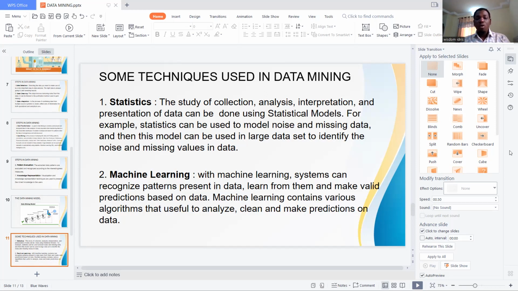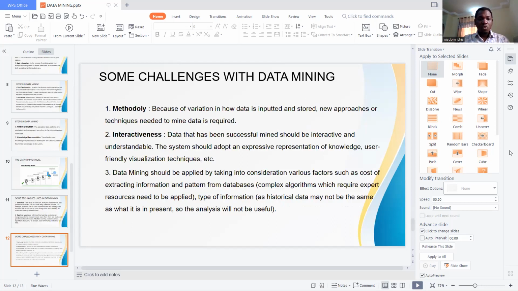So there are a lot of other techniques out there, but I think statistics and machine learning really stand out in data mining. So now, some challenges that come with data mining. One thing is the methodology.